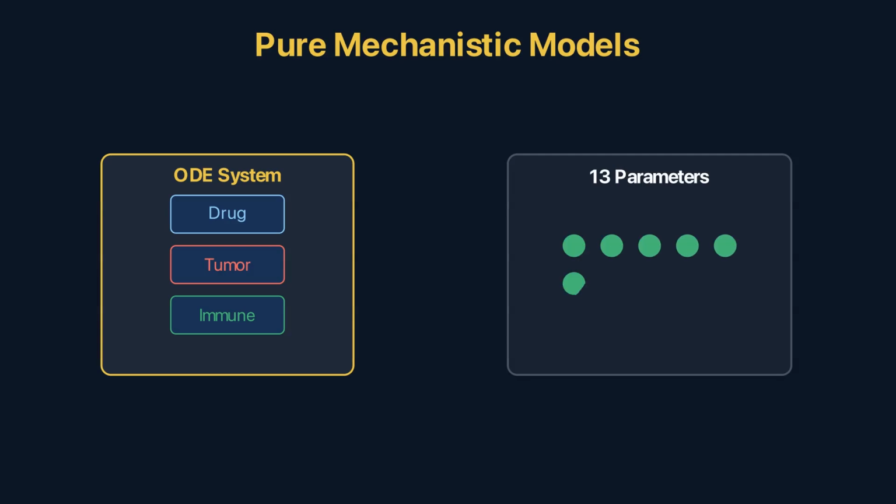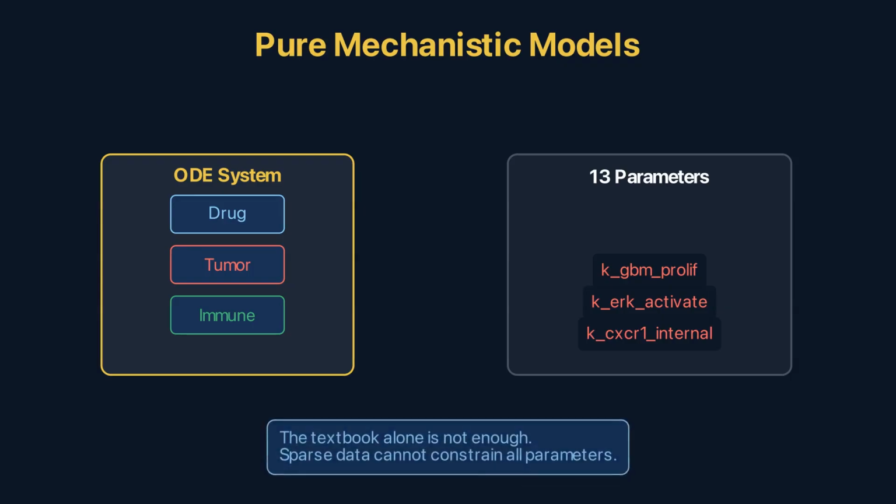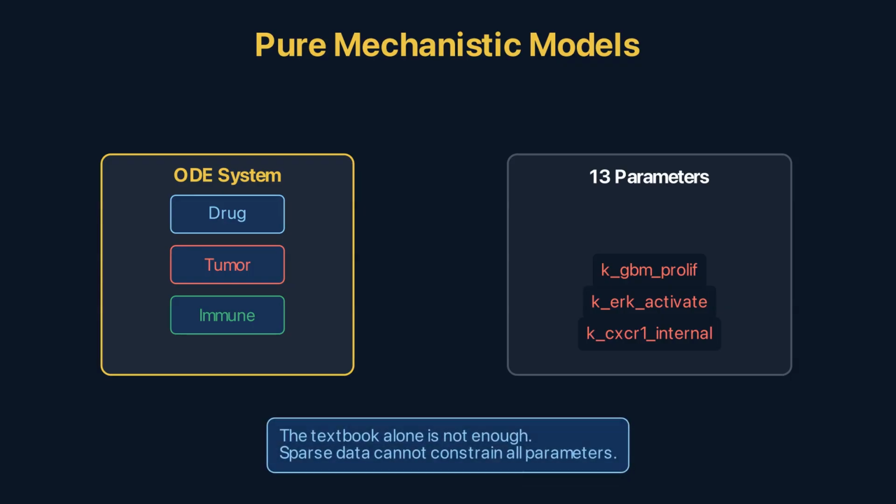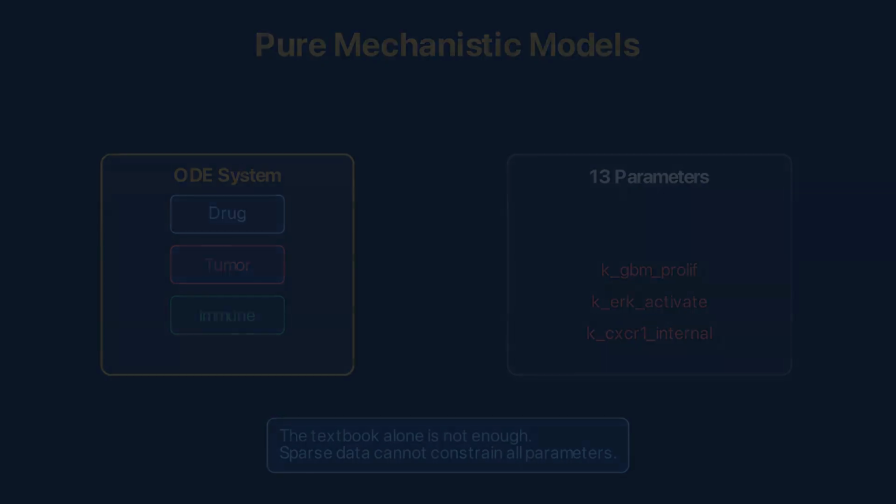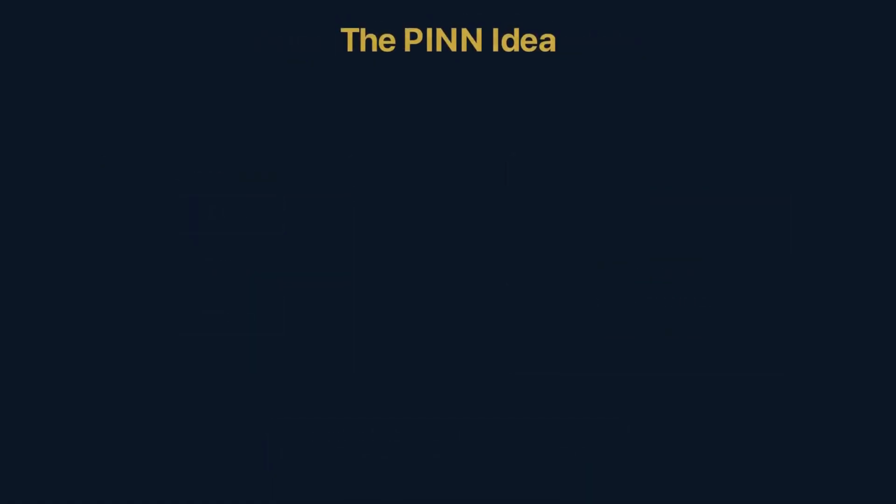But mechanistic models have parameters that must be estimated from data. When data is sparse, a few clinical measurements over months, some parameters are non-identifiable. Your GBM QSP model has 13 coupled ODEs and 3 non-identifiable parameters: KGM prolif, KERK activate, and KKIXKR internal. Profile likelihood analysis confirmed they can't be pinned down from available data alone. The textbook is incomplete. The PINN bridges both worlds.